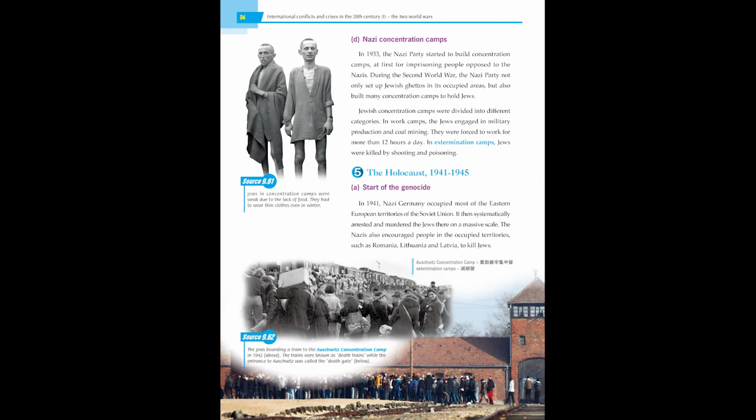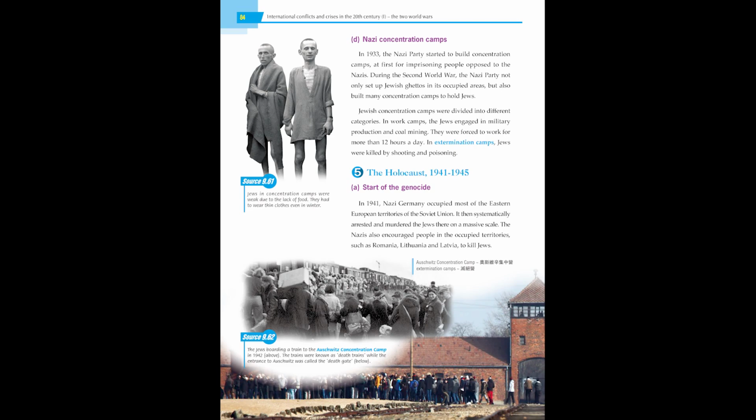D. Nazi concentration camps. In 1933, the Nazi Party started to build concentration camps, at first for imprisoning people opposed to the Nazis. During the Second World War, the Nazi Party not only set up Jewish ghettos in its occupied areas, but also built many concentration camps to hold Jews. Jewish concentration camps were divided into different categories. In work camps, the Jews engaged in military production and coal mining. They were forced to work for more than 12 hours a day. In extermination camps, Jews were killed by shooting and poisoning.